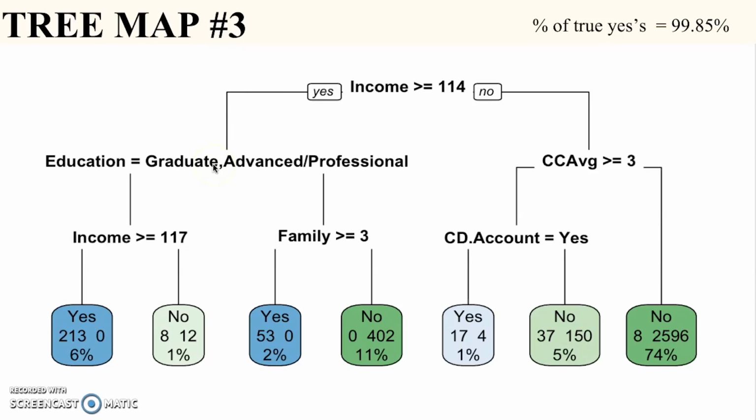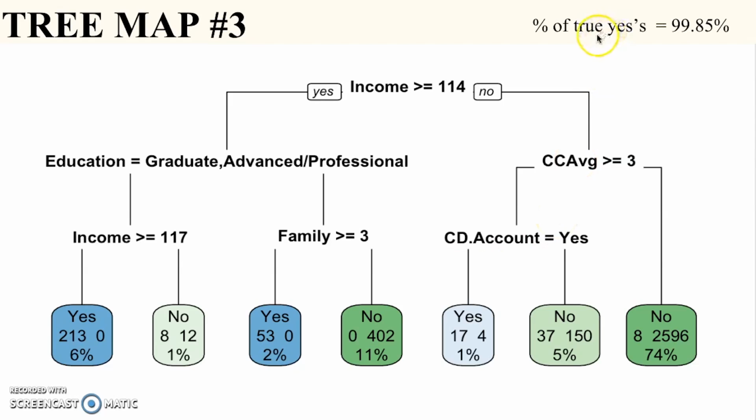Then we go education, graduate, advanced, or professional. Let's say no. And then we come down to family, greater than or equal to 3. Let's say no once again. So in that instance, the majority said no, with 0 saying yes and 402 saying no, which represents 11% of our overall database. So you can go through that with any kind of variables to figure out what the majority would be.